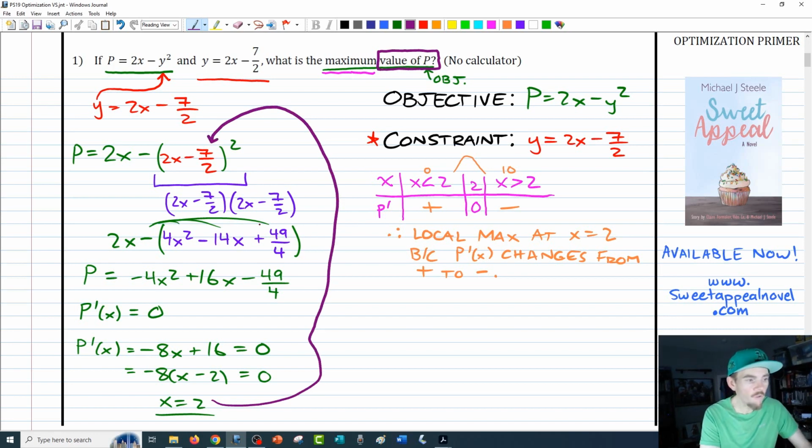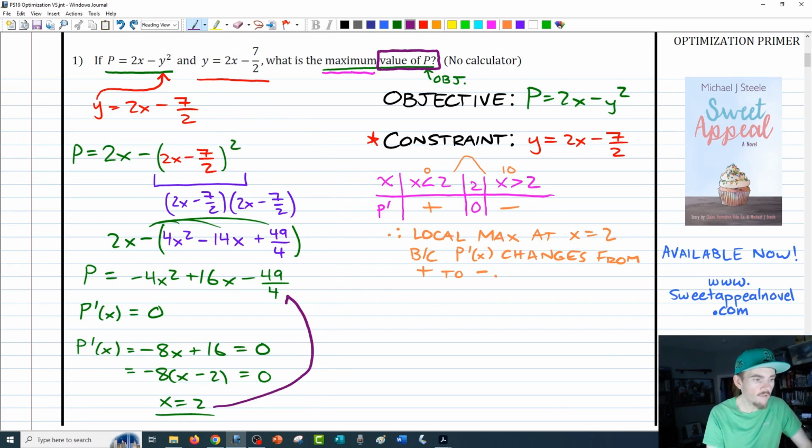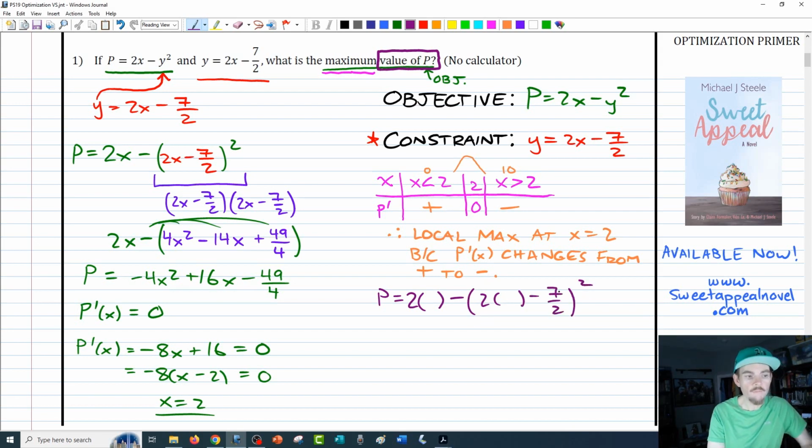And again, I don't have to. I could technically plug it in right here as well. But I'm going to go all the way back to the beginning just because I want to make sure that I have the key relationship in this case. So I'm going to take that x equals 2. I'm going to calculate that p is equal to 2x. Sorry, that'll be a 2 in there. Minus the quantity, 2 times that x, minus 7 over 2 squared. From here, I'm going to go ahead and plug in the value of x equals 2.